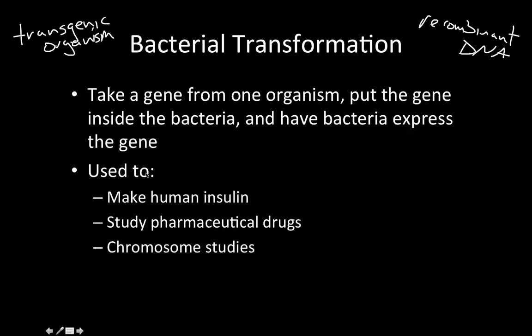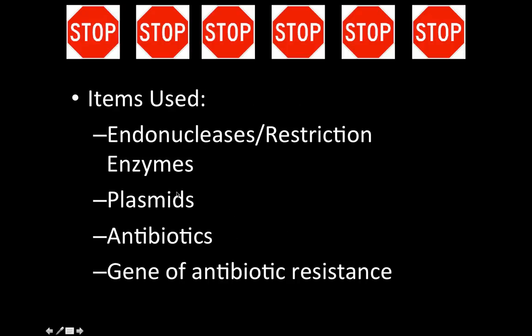Bacterial transformation is used to make human insulin, which is a big, huge key one. It's also used to study pharmaceutical drugs and different antibiotic resistances, and also in some chromosomal studies to see if genes are linked. But our big one here is make human insulin. I'm going to show you that now here.